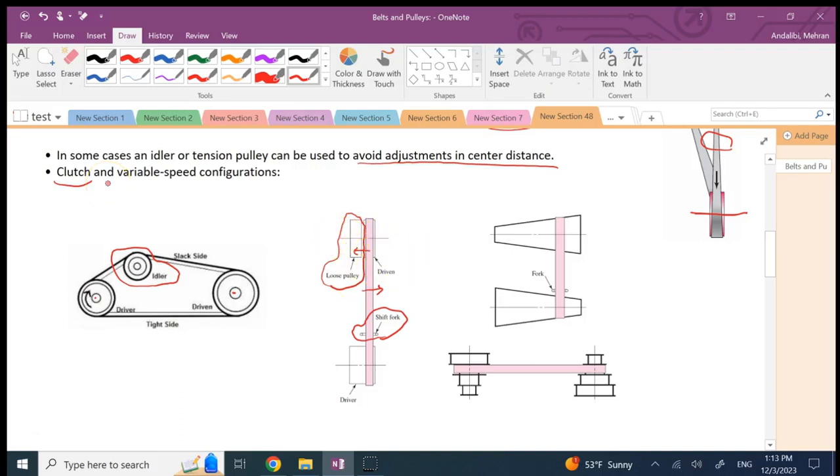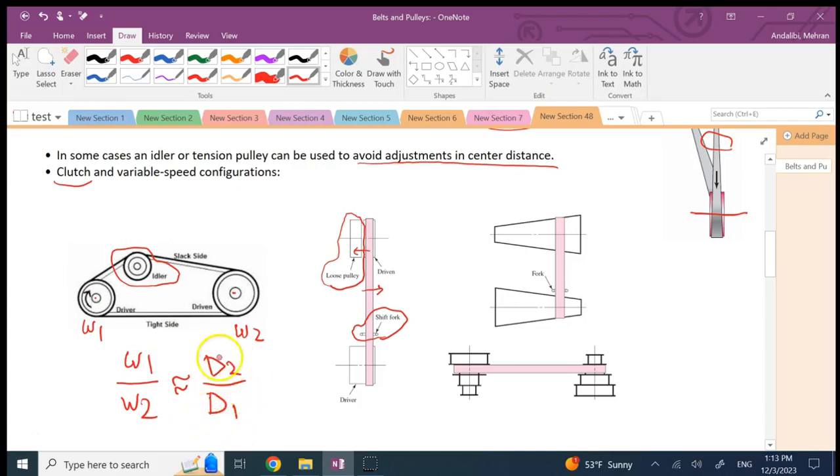So you can have a shift fork and a loose pulley next to the driven to have something like a clutch. Finally, as I said, the ratio of these angular velocities, if you call this one omega 1 and this one omega 2, omega 1 over omega 2 is approximately equal to d2 over d1. It's not exactly equal to that because of the slip, but it's approximate.